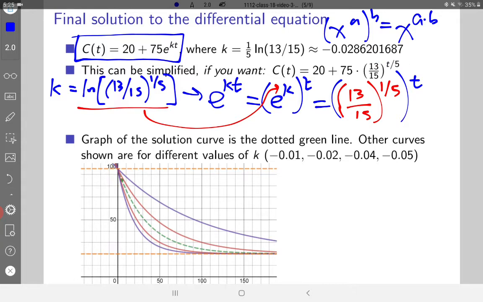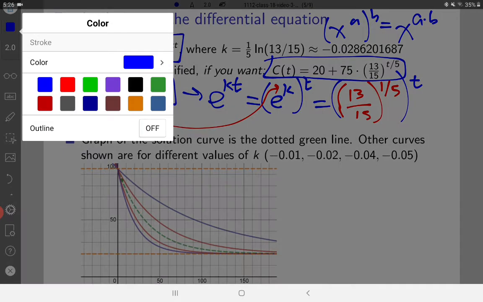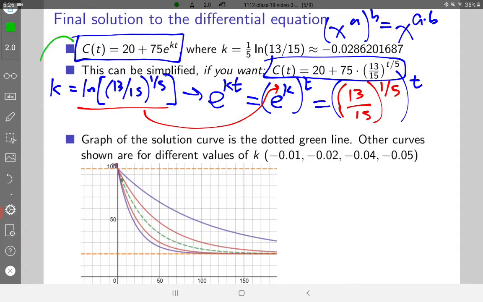So this could be helpful because now I can see right here that this is exponential decay, because I have a fraction that's less than 1, and so that's why I'm going to get these solution curves that are all decaying down to the ambient room temperature. Remember that k we found was about negative 0.028. So just for comparison's sake, I have shown the actual function we're dealing with. Its graph is the green dotted line there.